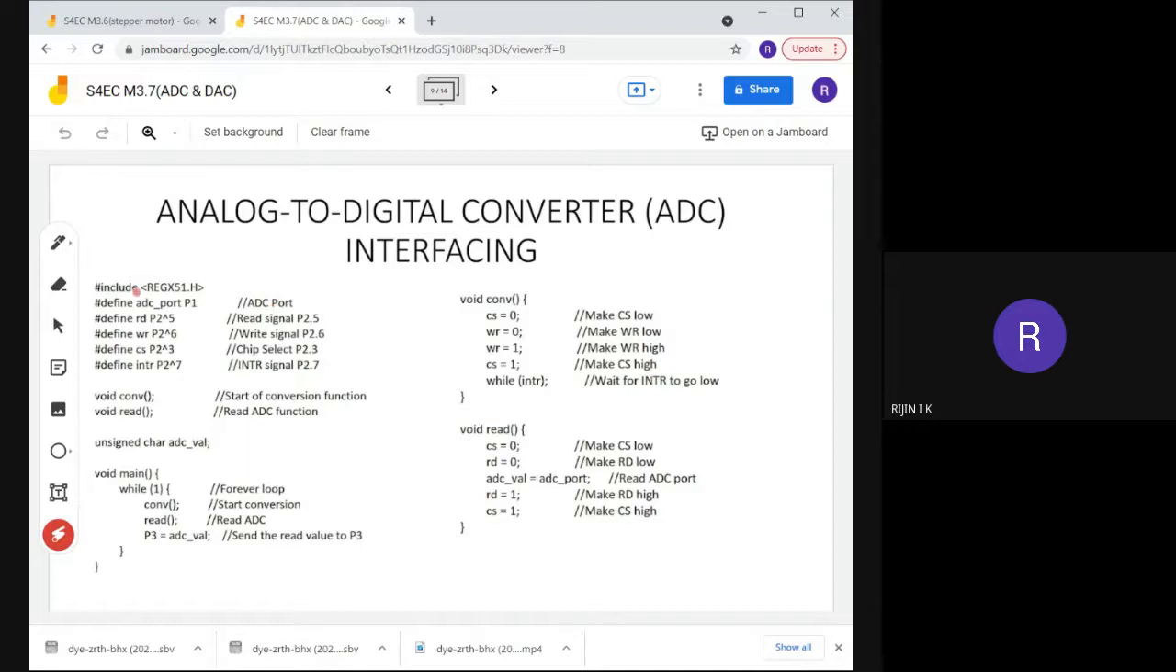So this is the embedded C program. Here first we have included reg51.h. That means we are writing a C program associated with the 8051 microcontroller. Then the data pins are P1, so #define ADC port P1.